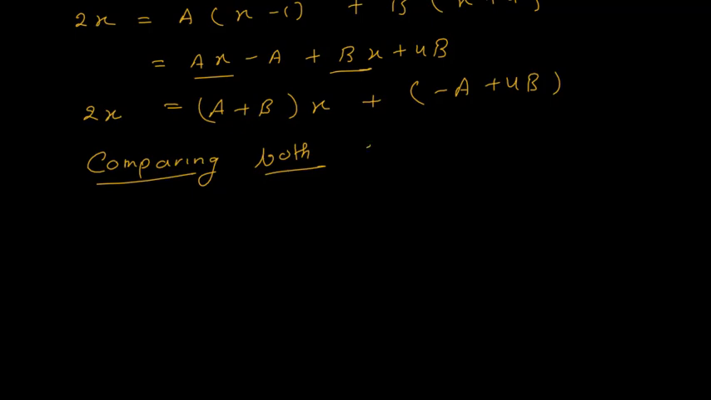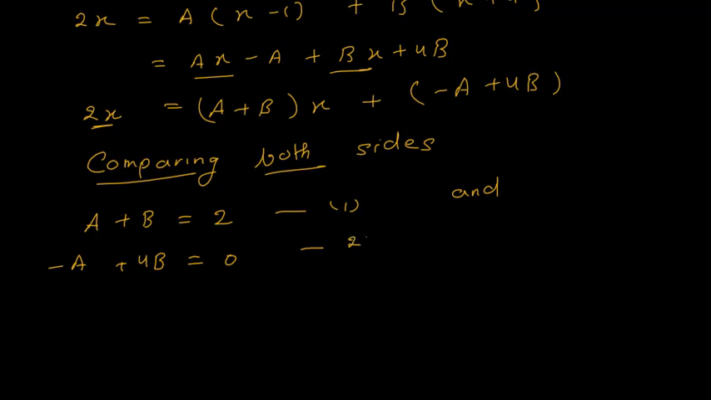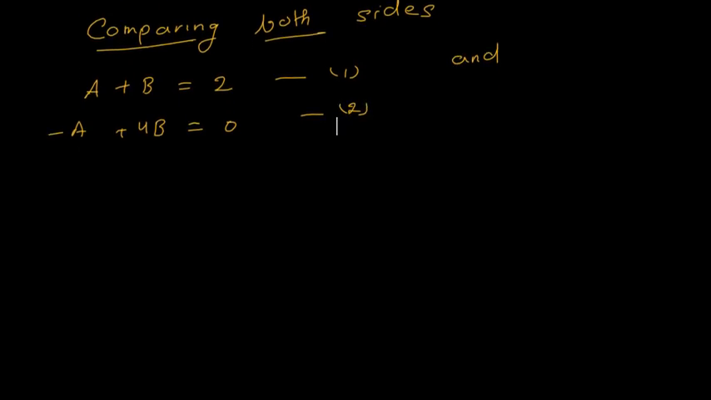So comparing both the sides, for the x term we have 2x here and a plus b times x. So comparing, we get a plus b is equal to 2. This is equation 1, and we get minus a plus 4b as 0, because no constant is on the left hand side. Now I have to solve equations 1 and 2.